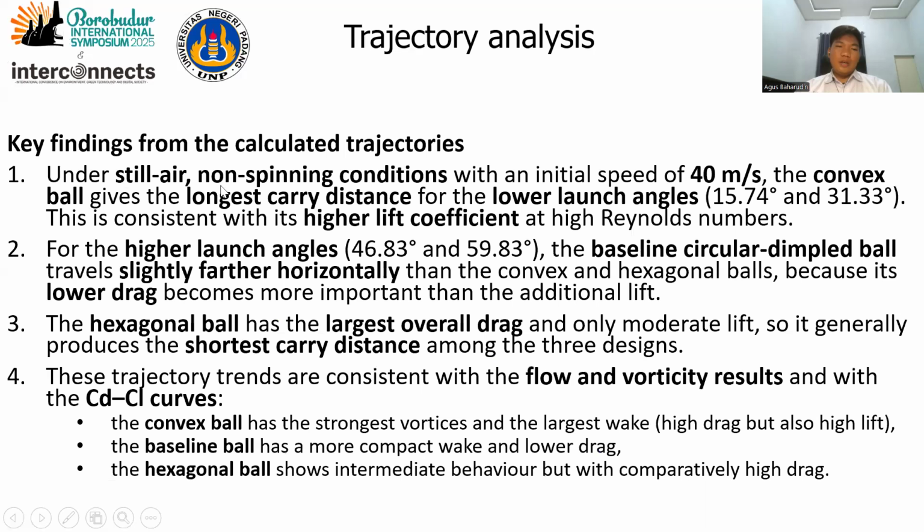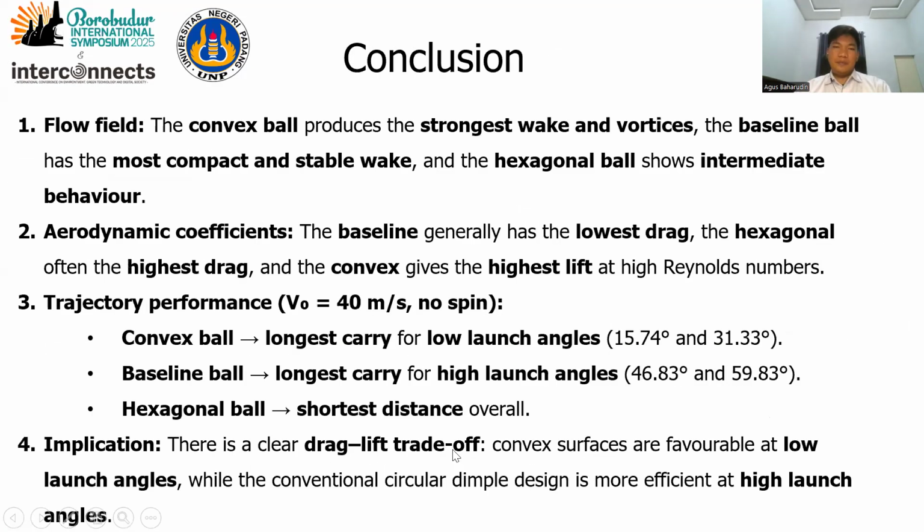So, under still air, non-spinning conditions with an initial speed of 40 meters per second, the convex ball gives the longest carry distance at the lower launch angles. However, for the higher launch angles, the baseline travels slightly further horizontally. So it means that the convex ball has the strongest vortices and the largest wake, high drag but also high lift, and the baseline has a more compact wake and lower drag.